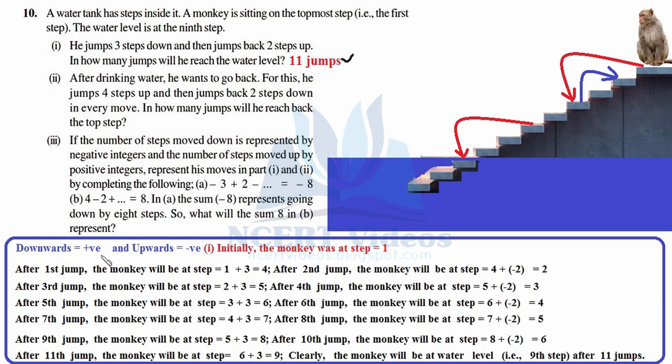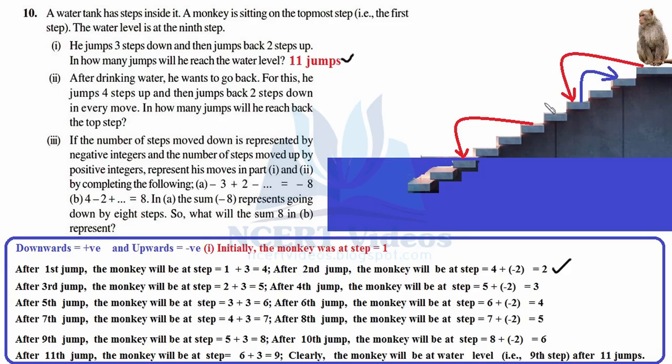Now let's do it mathematically. Downwards is positive, upwards is negative. Okay. Now initially the monkey is at step 1. This is given to us. After the first step, the monkey will be at 1 plus 3, at step 4, as we have also shown. 1, 2, 3, 4. Okay. After the second jump, the monkey will be at 4 plus minus 2 because he's moving backwards. So finally he'll be at step 2. Okay. This much we have done. Now the third jump, he makes the third jump. So he's here, he'll make the third jump.